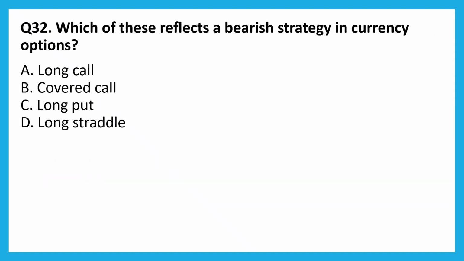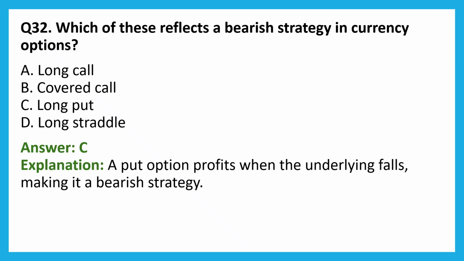Next question. Which of these reflects a bearish strategy in currency options? Option A, long call. Option B, covered call. Option C, long put. And option D, long straddle. Correct answer is option C, long put. A put option profits when the underlying falls, making it a bearish strategy.